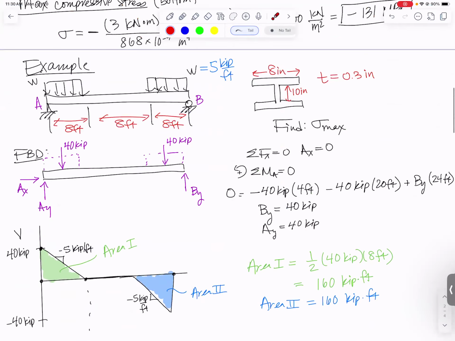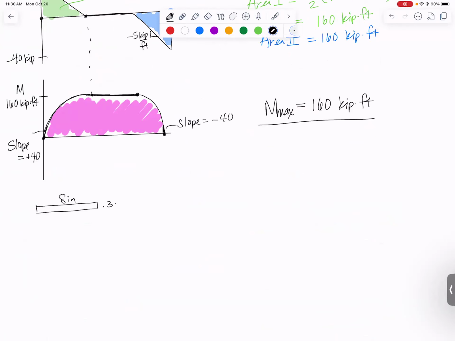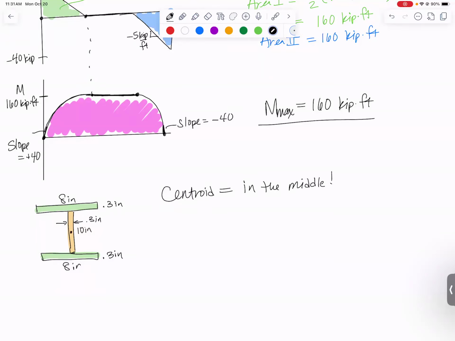Let's look at our cross section. It was an 8-inch by 0.3-inch rectangle. In the middle, it was 10 inches by also 0.3 inches. And in the bottom, we've got another 8 inches by 0.3 inches. The top and bottom ones are identical, so we'll make them both the same color and maybe make this a nice orange in the middle. Because this is symmetric, we don't have to find the centroid. The centroid is in the middle, right here in the middle. So that's nice, it saves us some time. We can directly go to calculating our moment of inertia. It's the moment of inertia about that centroidal axis.